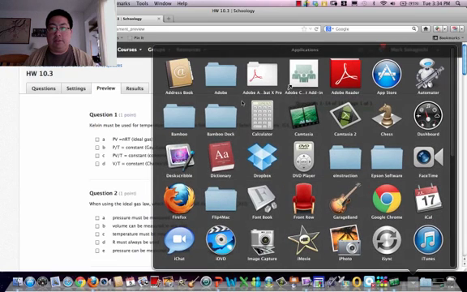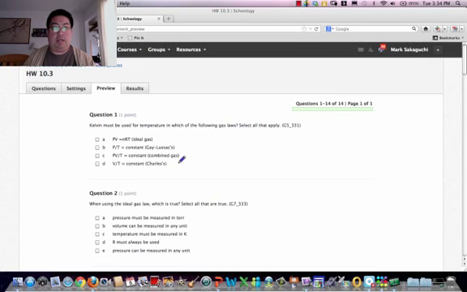So let me get out my little scribble thingy so I can write. All right, so we're looking at number one. It asks about Kelvin temperatures, using for which of the following gas laws.